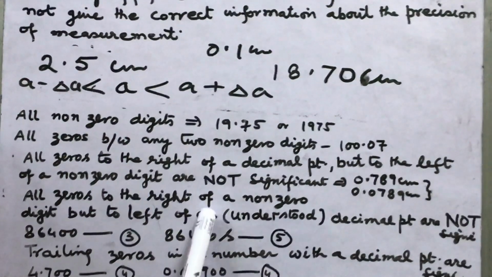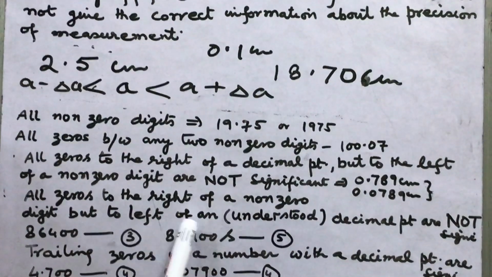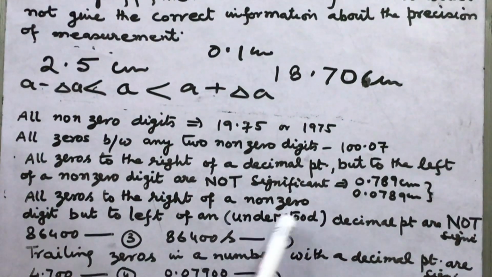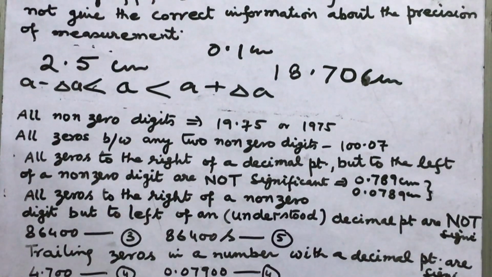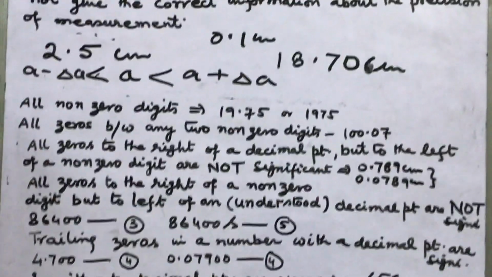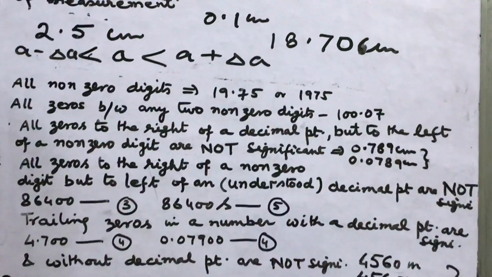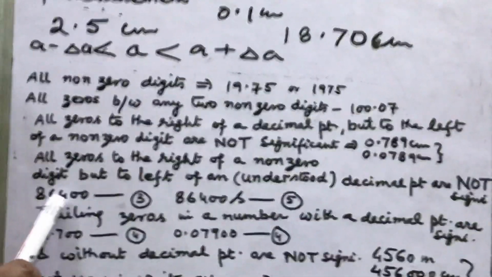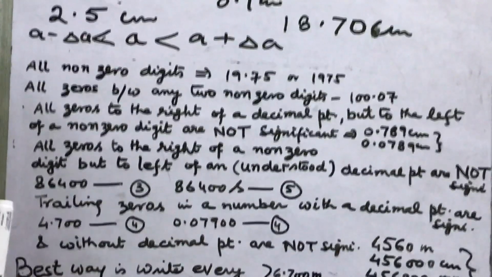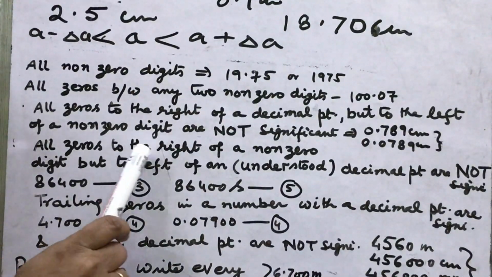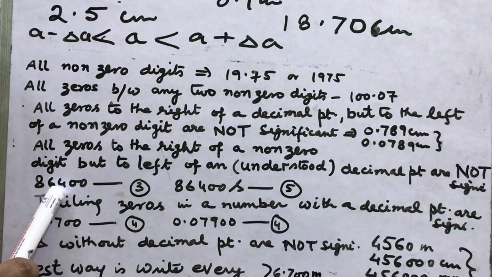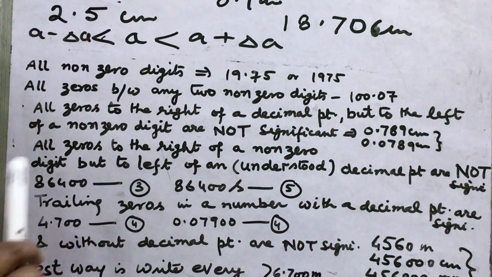All zeros to the right of a non-zero digit but to the left of an understood decimal point are not significant. What do you mean by this understood? You know the seconds in one day, 86400. But if a number is written only as 86400, then these zeros are not significant. What is the rule here? Zeros to the right of a non-zero digit, 4, are not significant.